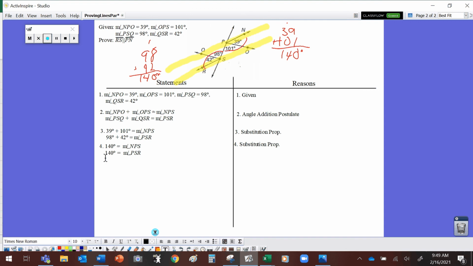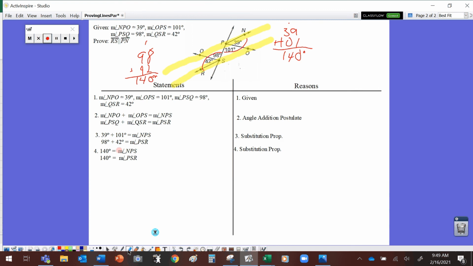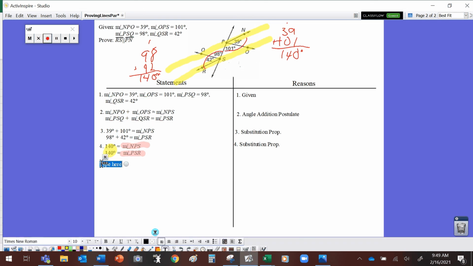Now, take a look here, guys. I have that both of these angles are equal to 140 degrees. And if they're both equal to the same thing, we have a property that says we can list them as equal to one another. We talked about this on the very last proof. What property says we can cut out that middleman and say that those two angles are equal to each other? That was the transitive property.